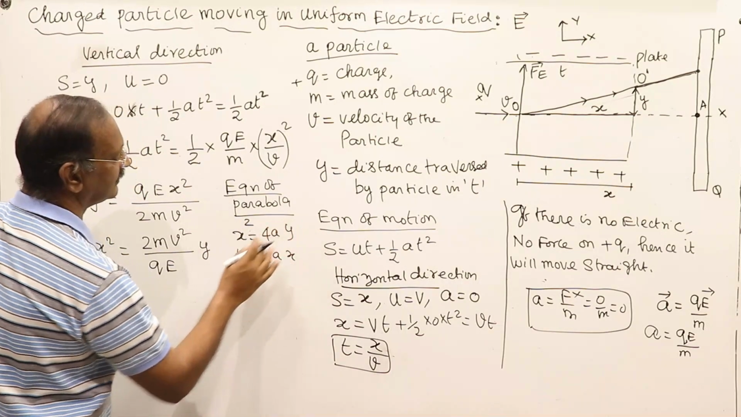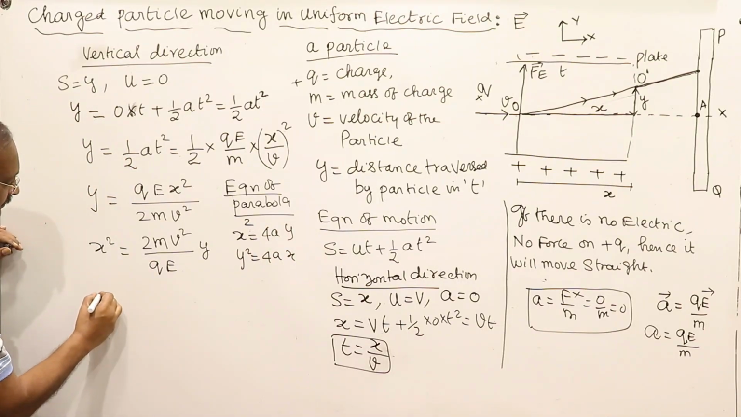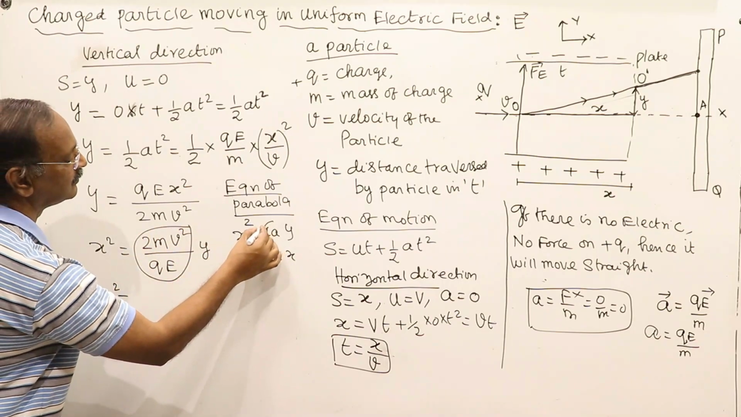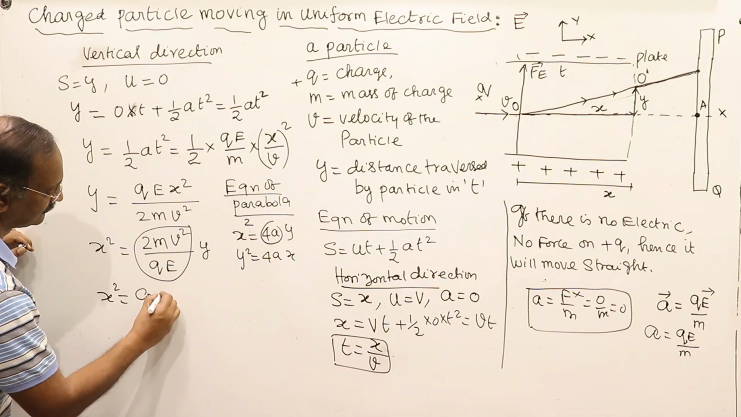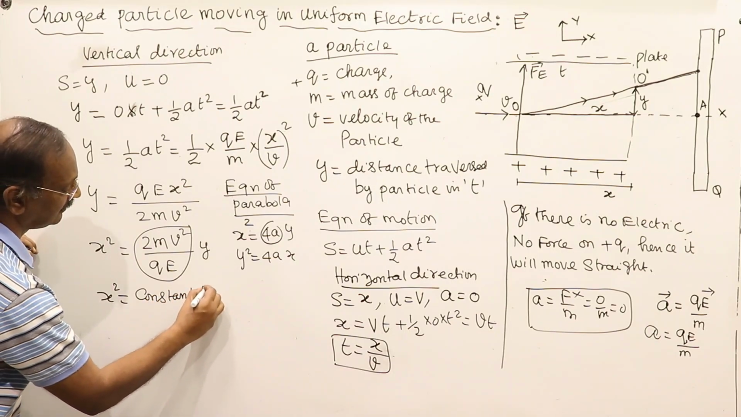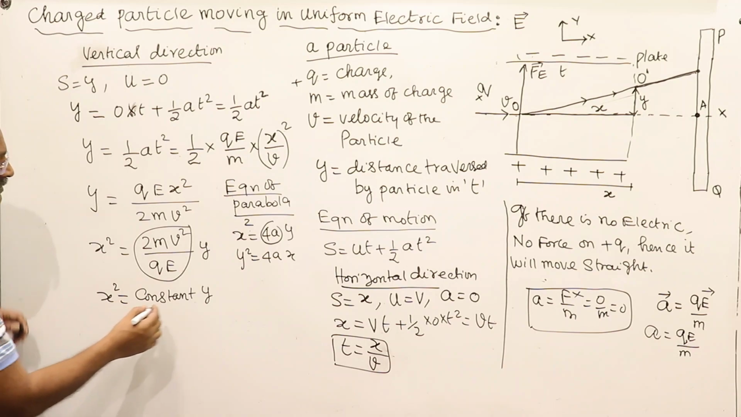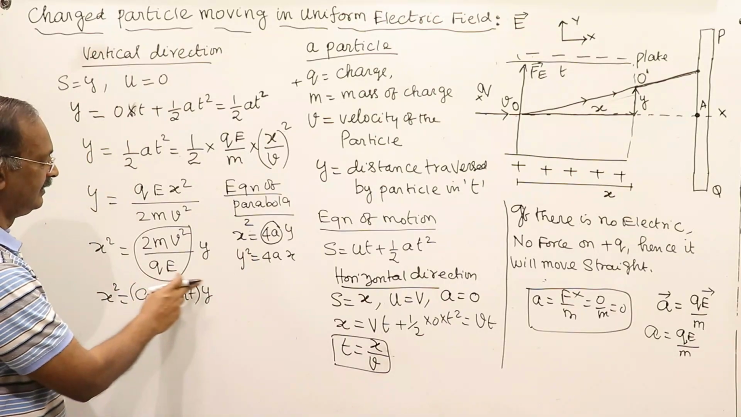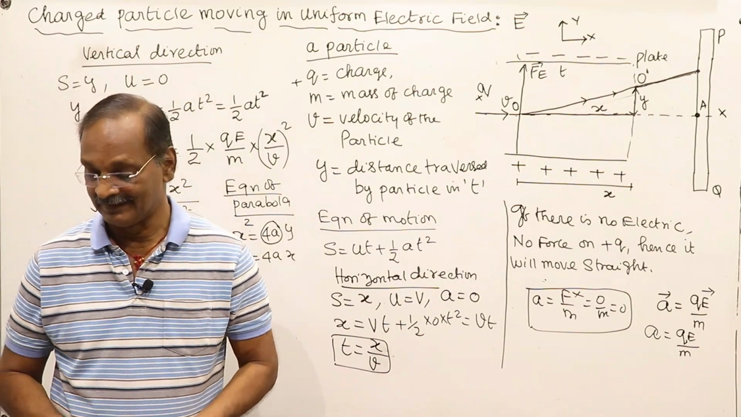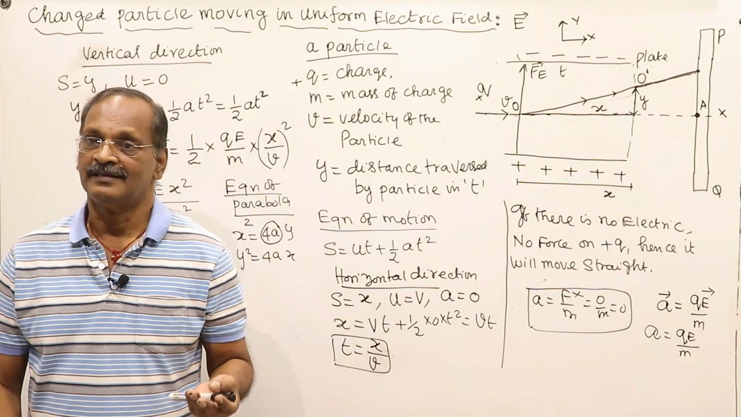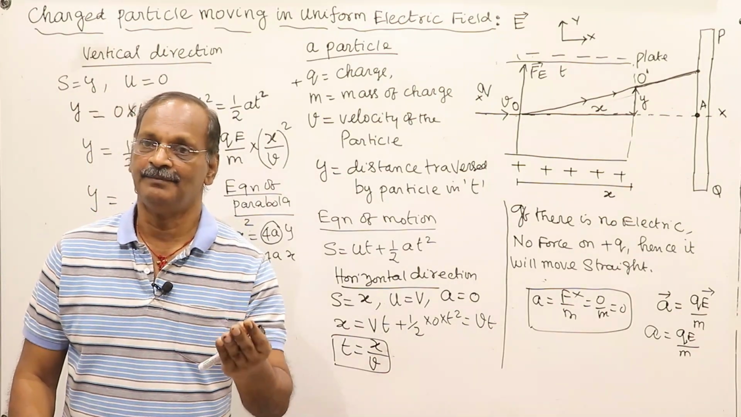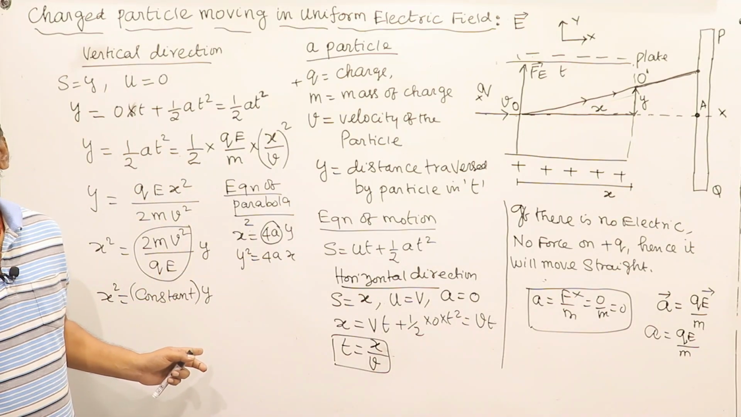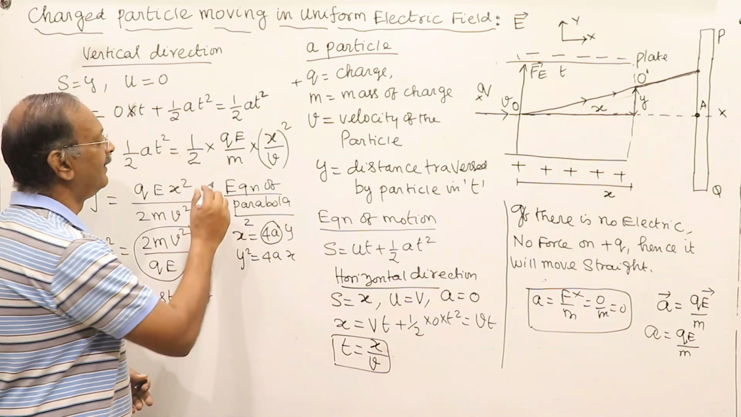Here the second degree, here first degree. So here we can write x square is equal to this, we can consider this as 4a, a constant, into y. This seems the same equation, x square is equal to a constant into y, second degree in x and first degree in y. What it says is that x square is a constant multiplied by y, which is the equation of a parabola. This is the equation of a parabola.